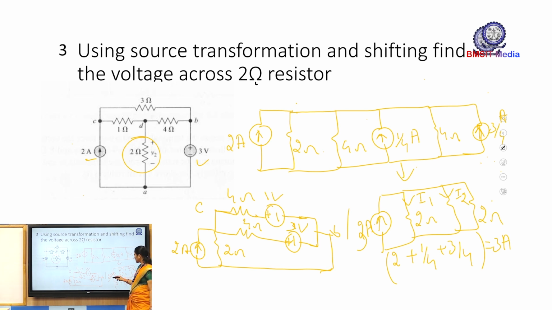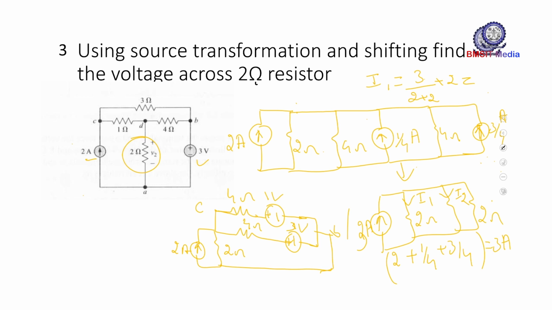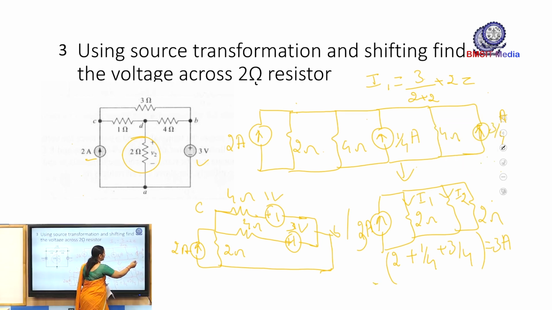Okay, voltage across this we can find out from the main current. I1 will be equal to 3 divided by 2 plus 2, into 2. So this will be CDR. Based on this we can find out what is the I value. Once we find the I value, we will find the V value as well. Okay, so let me erase this part.